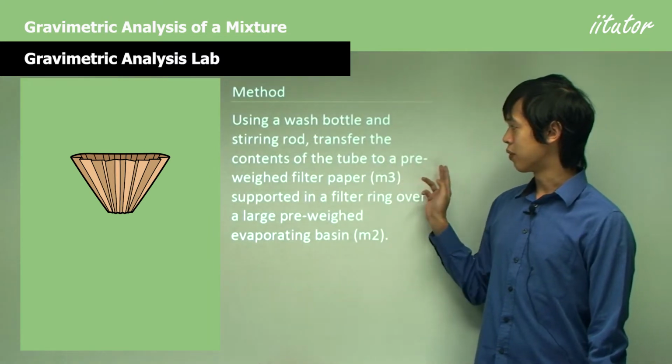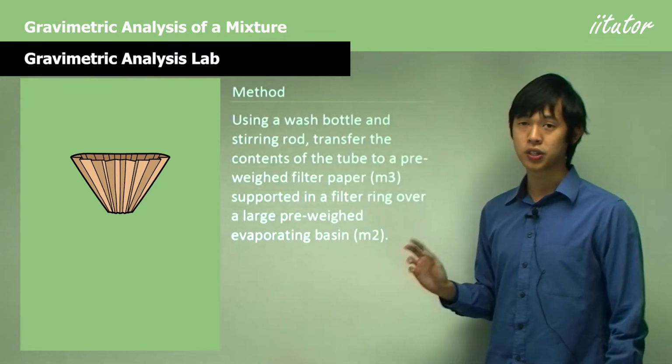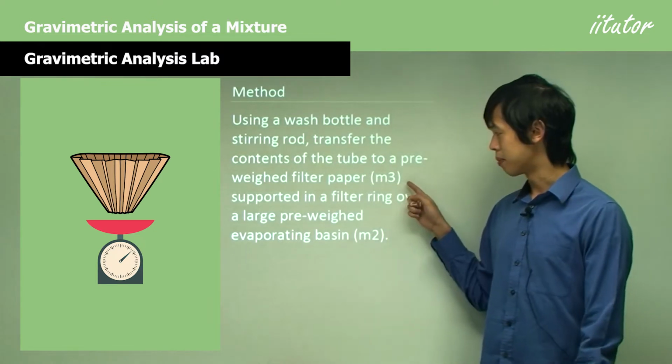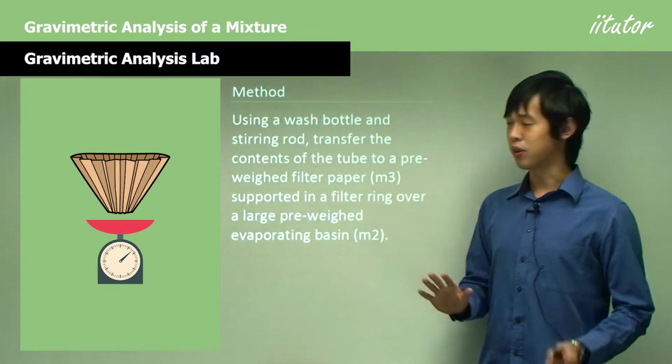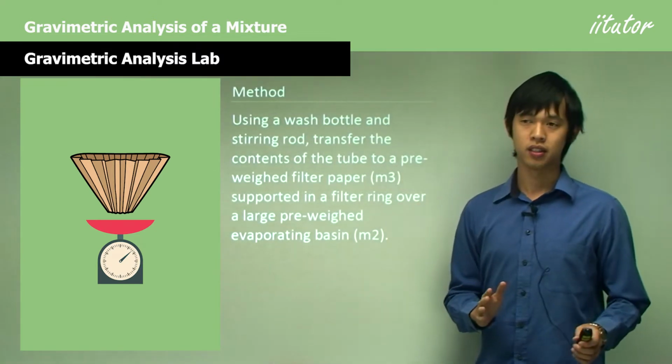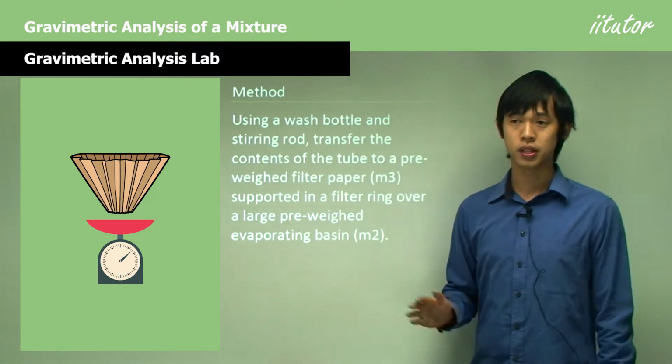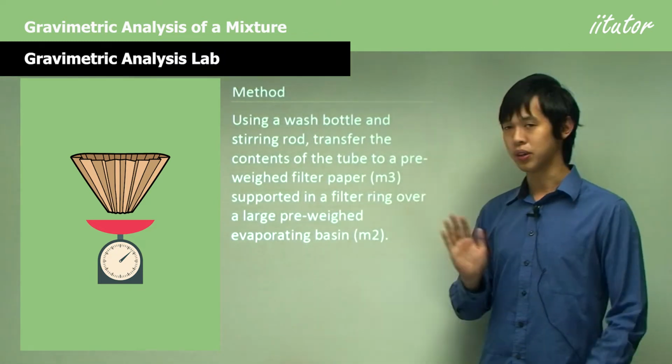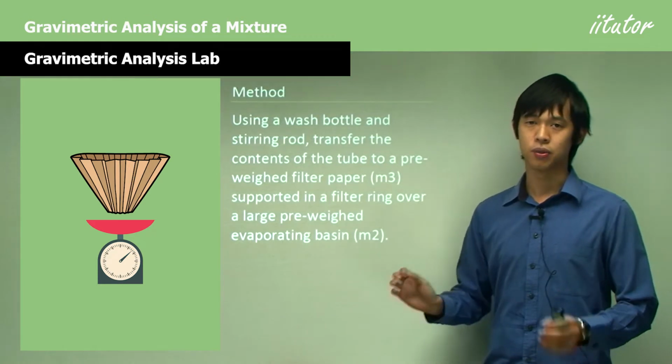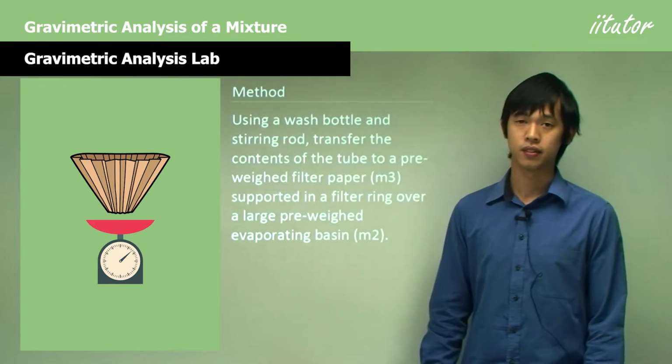And we have to ensure that we've weighed the filter paper. Before we do anything, we weigh the filter paper, and that's going to be M3. The reason why we've put it as M3 is because it's not a hugely important measurement, as in it's not the key measurement. So we're going to just put it to the side for now so that we can focus on the more important aspects of this experiment.